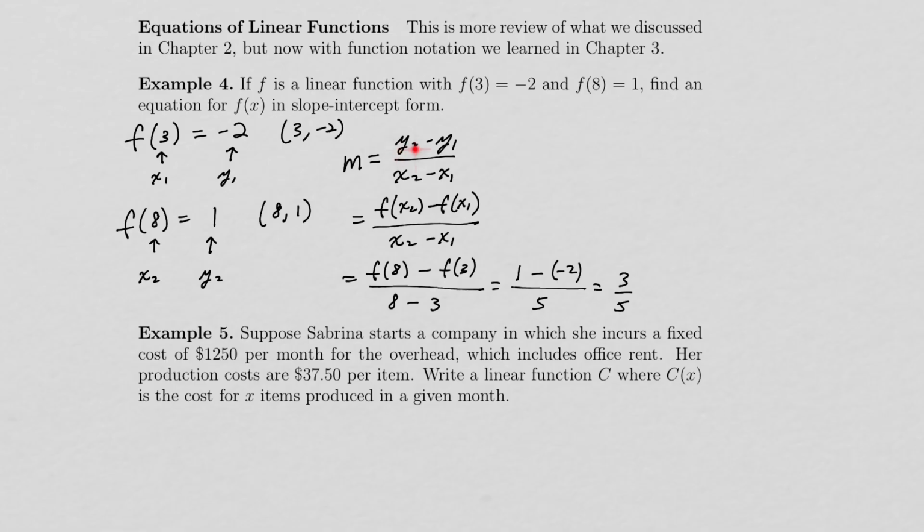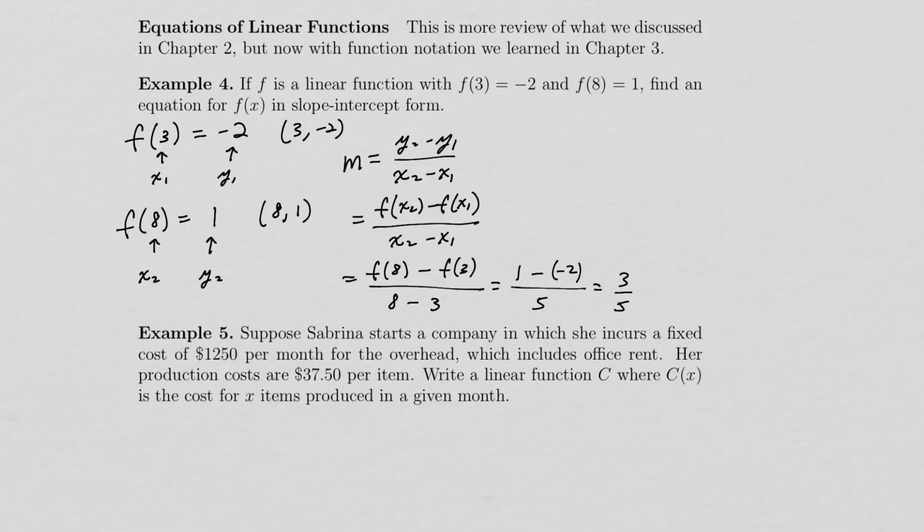So the slope is the change in output, y2 minus y1, over the change in input, x2 minus x1. But y2 minus y1 is the same as f of x2 minus f of x1 over x2 minus x1. In this case, that's f of 8 minus f of 3 over 8 minus 3. But f of 8 equals 1, minus f of 3, which is negative 2, over 8 minus 3, which is 5. And then 1 minus negative 2 is positive 3, so it's 3/5. So that would be the slope.